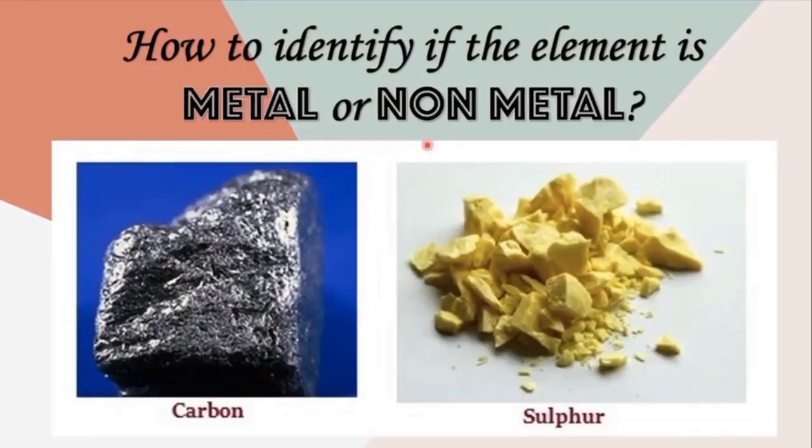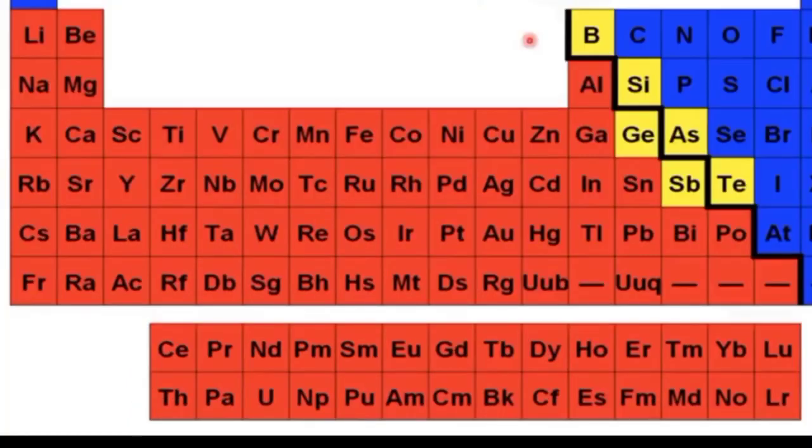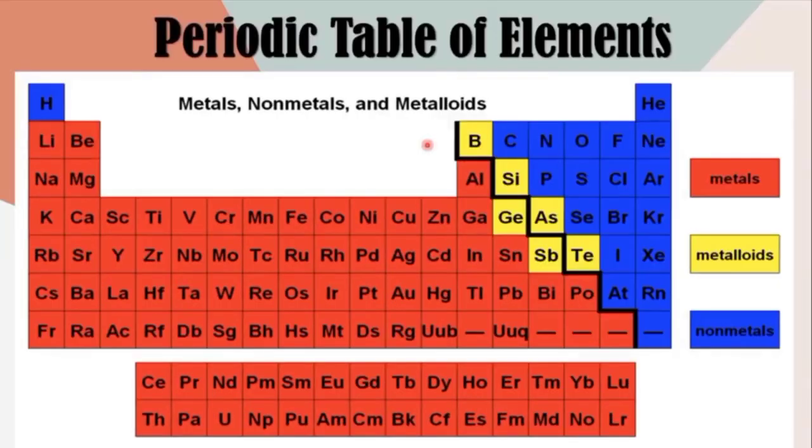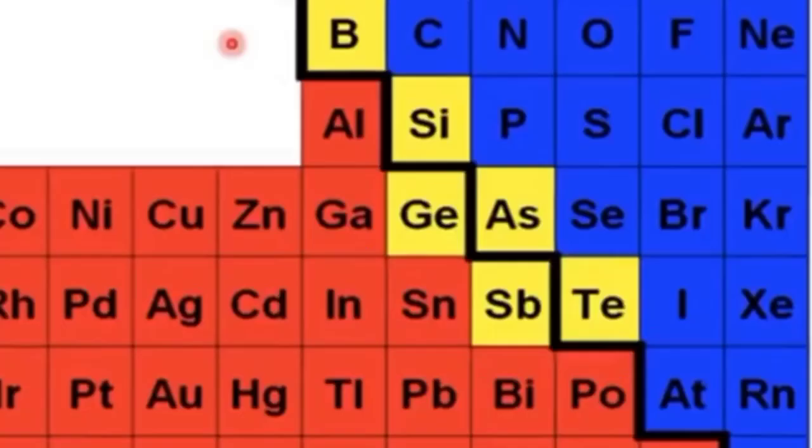Okay, Kaotin, do you still remember how to identify the elements? It's either metal, metalloids, or non-metal. If not, just look at your periodic table. All the red colors in your periodic table are categorized as metals, while the blue colors indicate the non-metals. And the last one is none other than the yellow one, which is the metalloids.